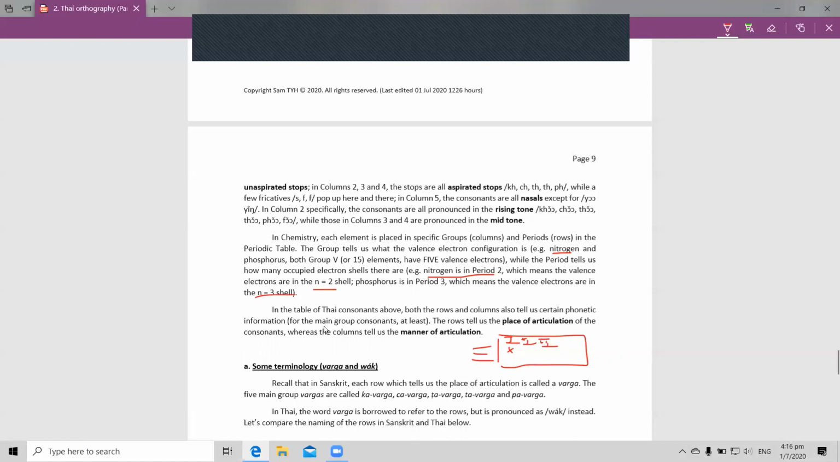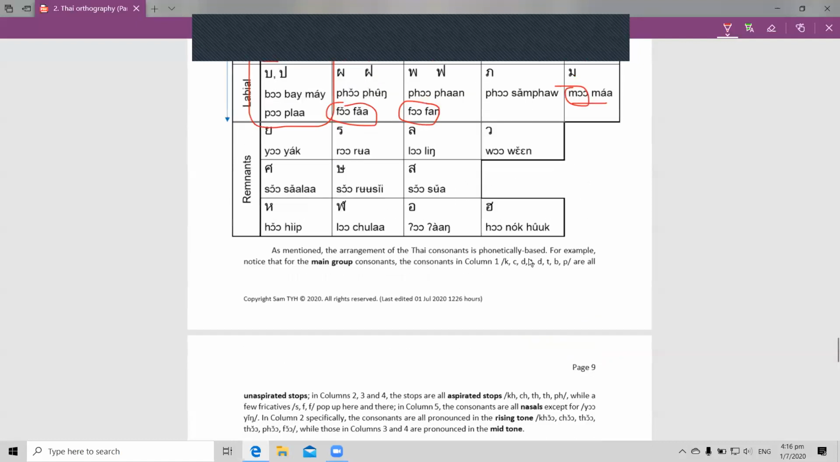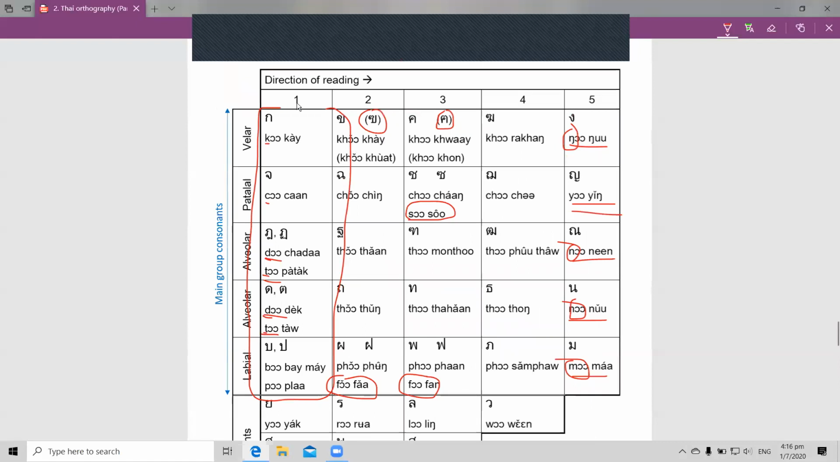So similarly, in the table of Thai consonants above, the rows and the columns also tell certain information. So the columns tell you the manner of articulation: unaspirated stops, aspirated stops, nasals. Whereas the rows tell you the place of articulation: velar consonants, palatal consonants, alveolar consonants, and labial consonants, correct?